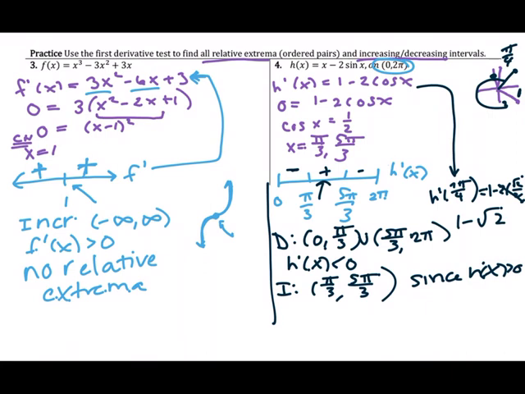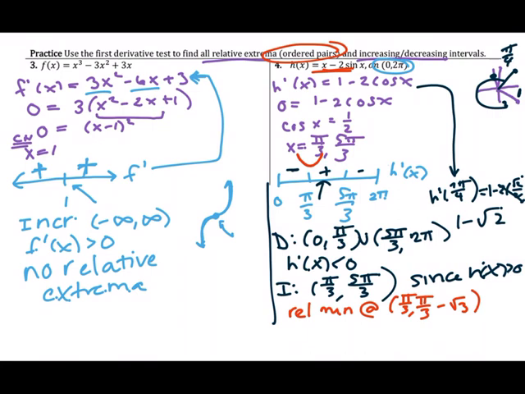We do have extrema. So originally, between 0 and pi over 3, our function is going down, it's decreasing, and then it starts going up. That means we have a relative minimum there, a relative min. And this question specifically asks us to write them as ordered pairs. So there's a relative min at pi over 3. If I plug in pi over 3 to our original function, I'm going to get pi over 3 minus 2 times sine of pi over 3, which is going to be pi over 3 minus the square root of 3. And we can leave it like that.